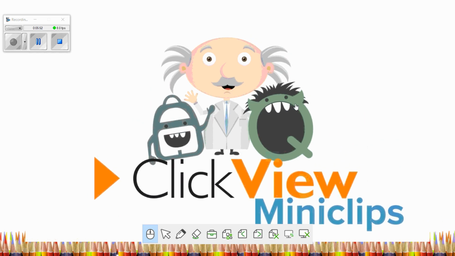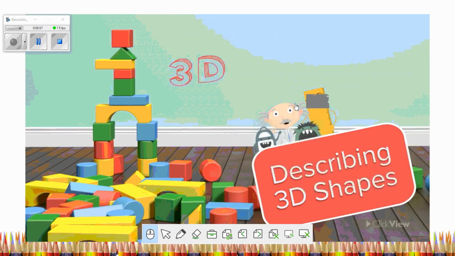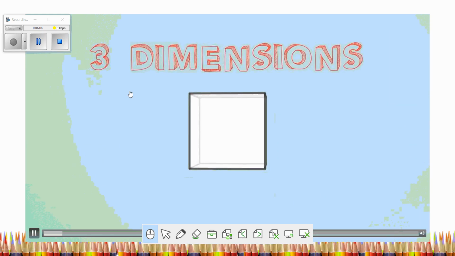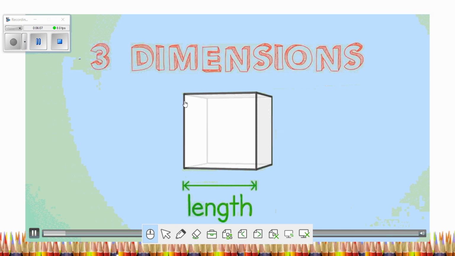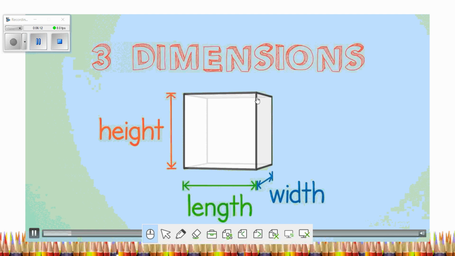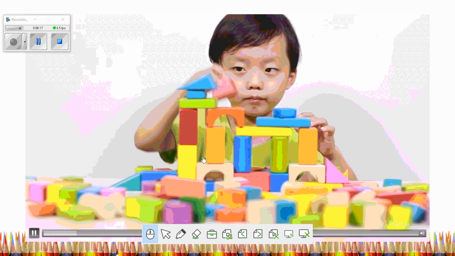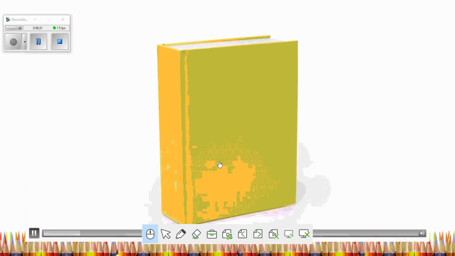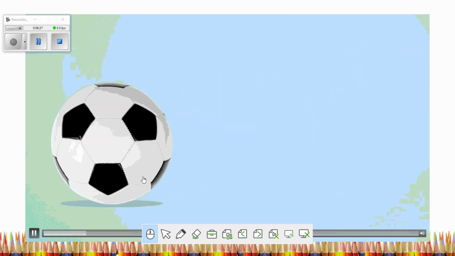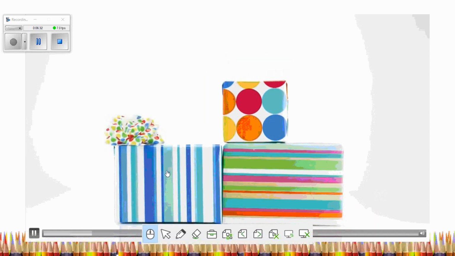3D shapes, or three-dimensional shapes, are shapes that take up space. All of them are 3D shapes. They have 3 dimensions: length, width, and height. The world is made up of 3D shapes. The pop is a 3D shape. The ball is a 3D shape too. And the gift box is a 3D shape.